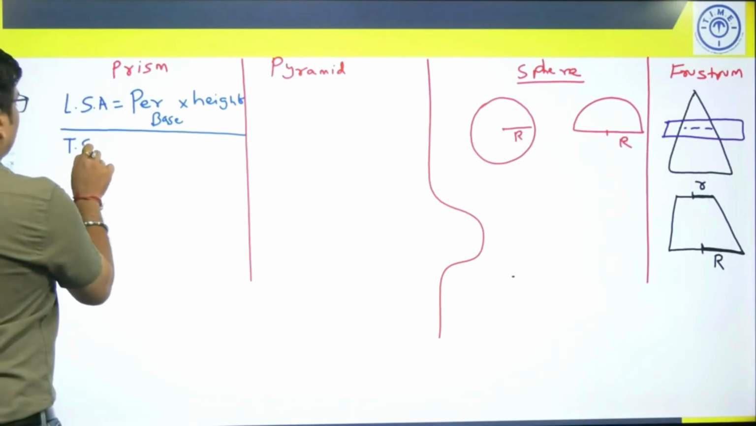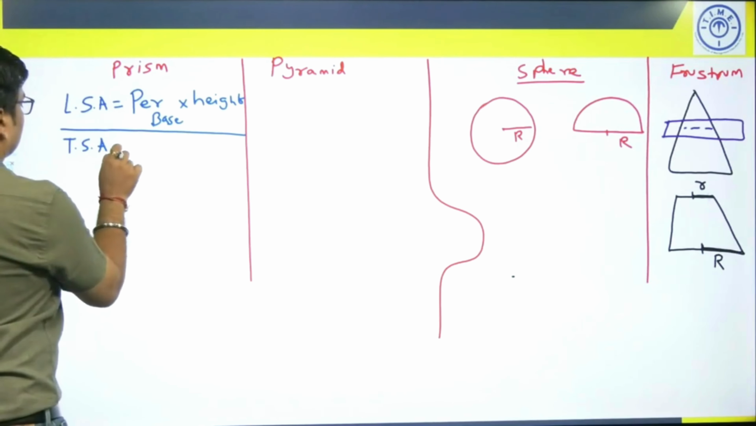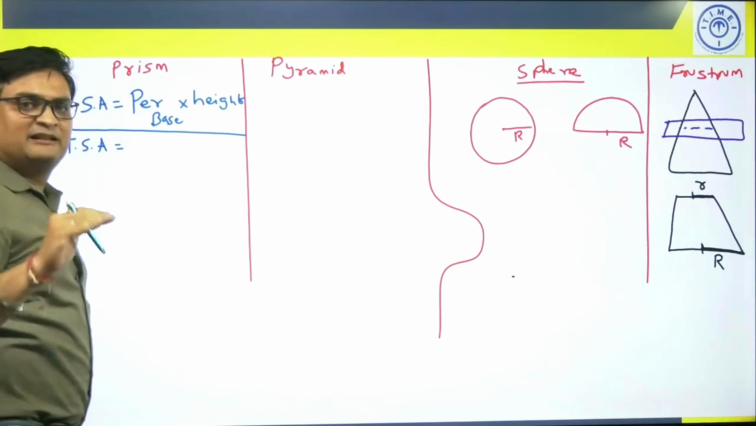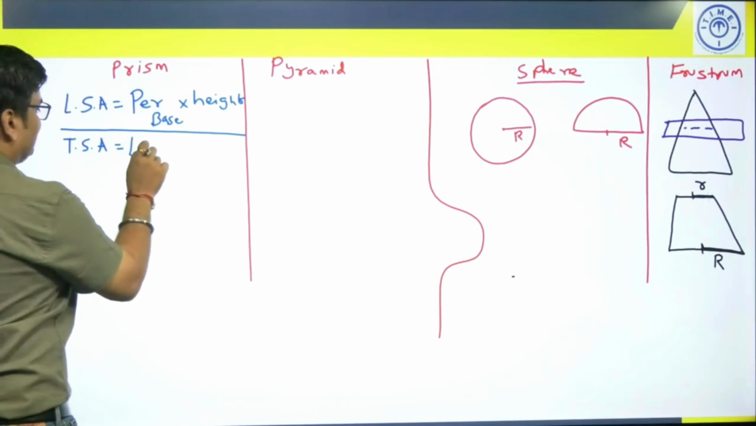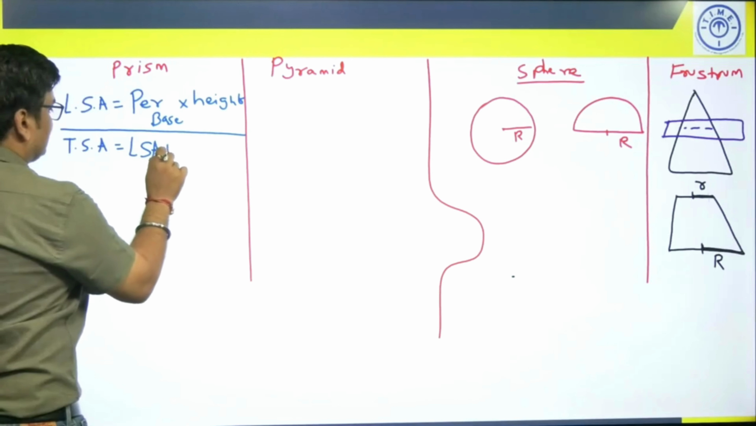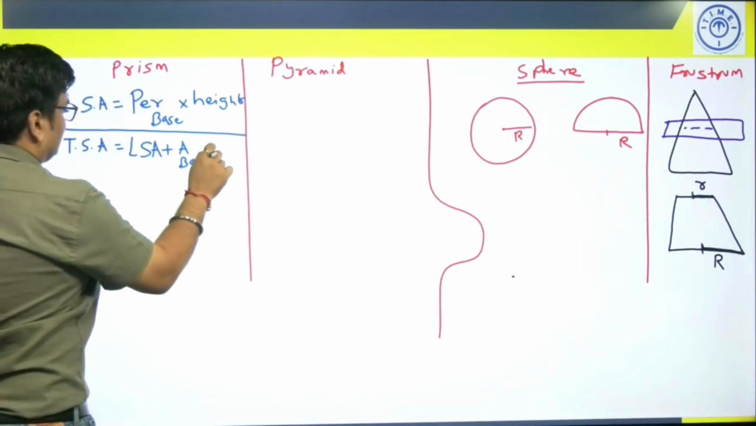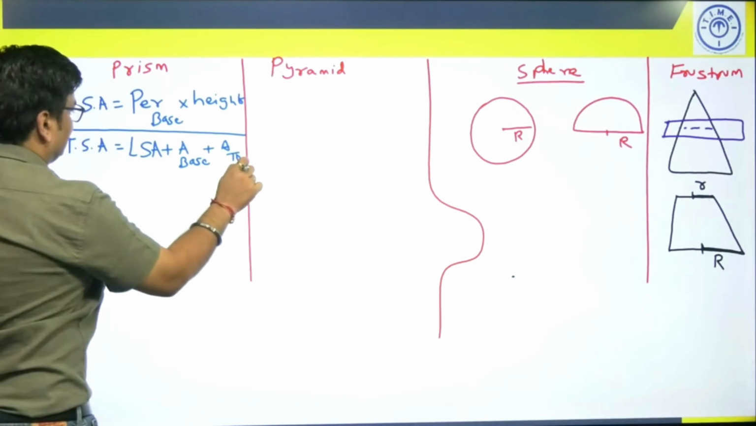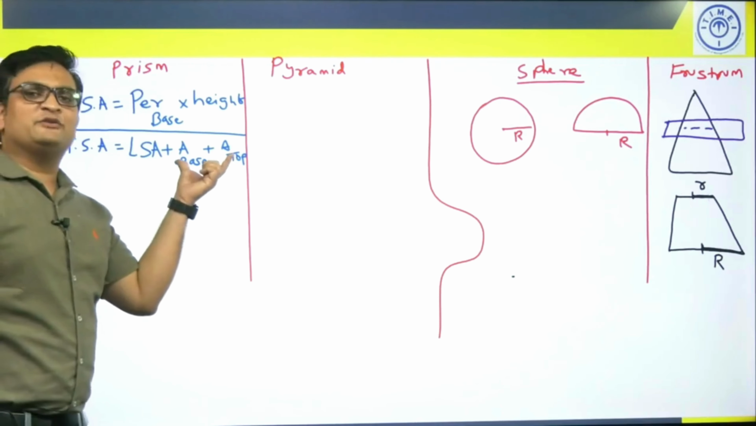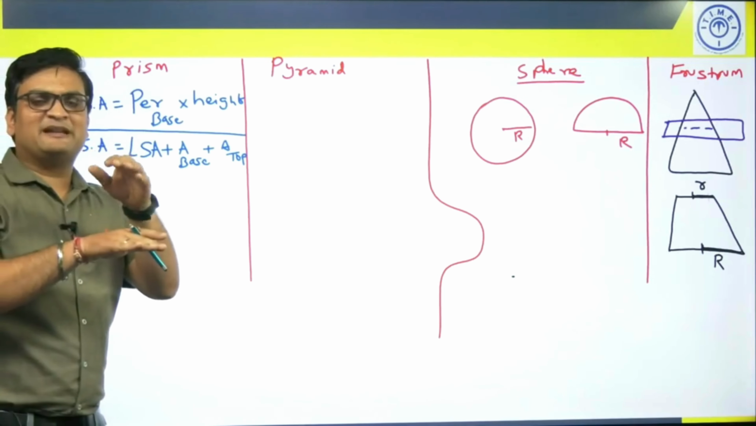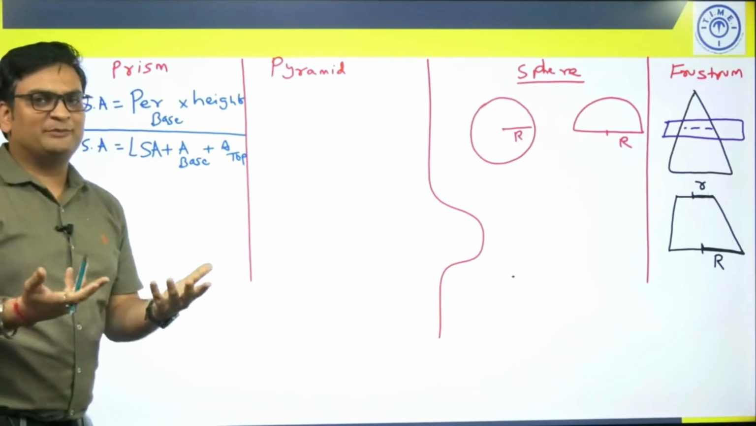TSA, total surface area. So, total surface area is lateral surface plus the top and the base. So, it will be LSA plus area of the base plus area of the top, which are identical basically. So, you can simply write 2 into area of the base also, because in a prism the base and top are identical. If the area of the base is 10, the area of the top is also going to be 10.